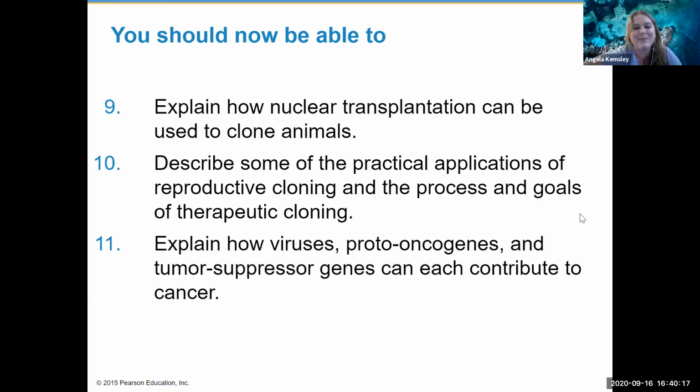Describe those practical applications. And then explain briefly how viruses, proto-oncogenes, and tumor suppressor genes can each contribute to cancer.